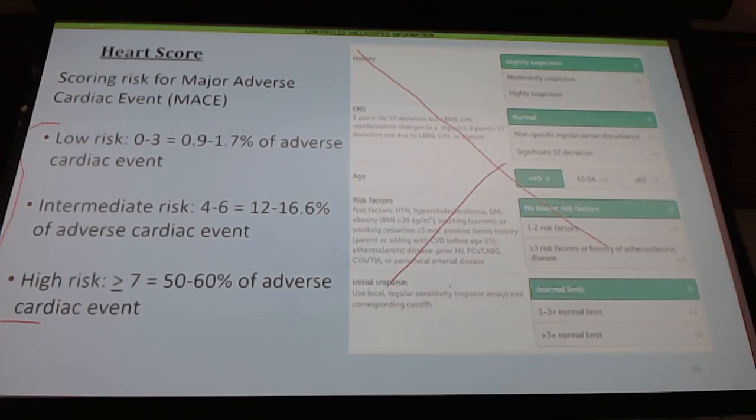So basically, what you're going to do is you're going to get that history, you're going to do that assessment, and then you're going to plug that data into this tool, and then you're going to see what is their risk.